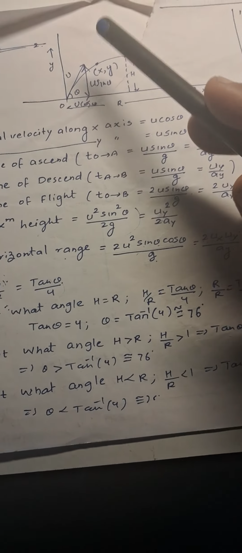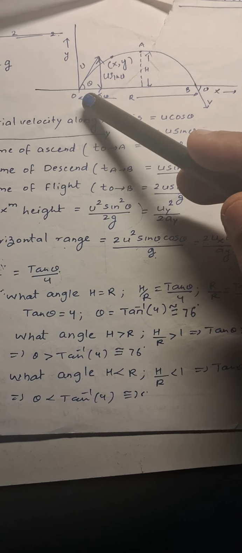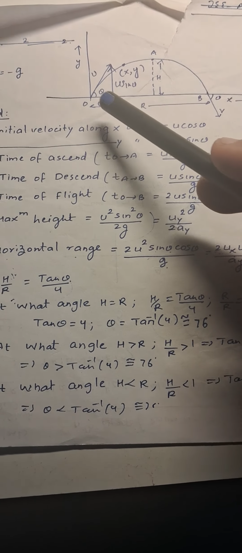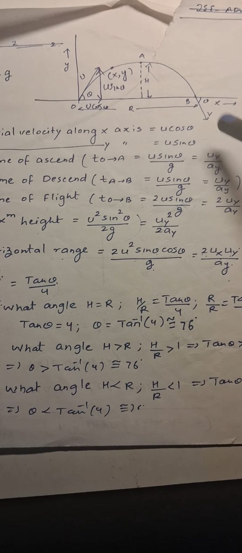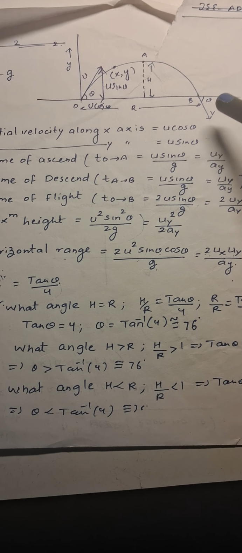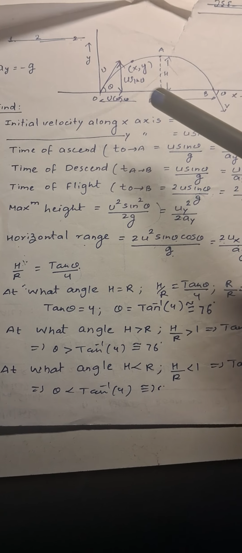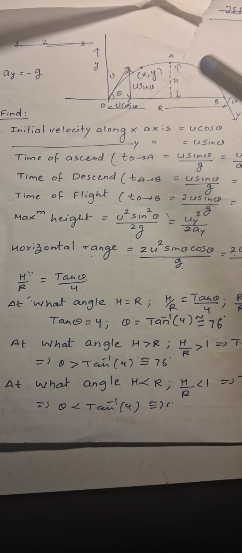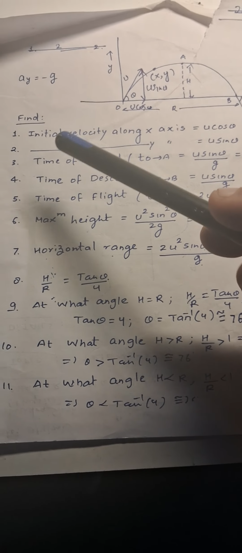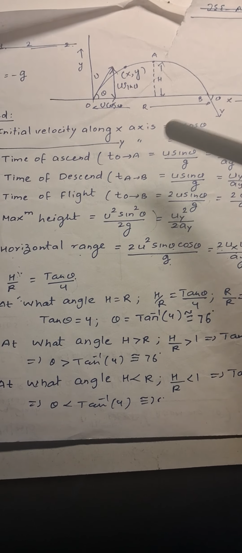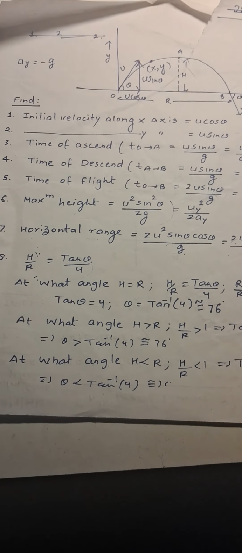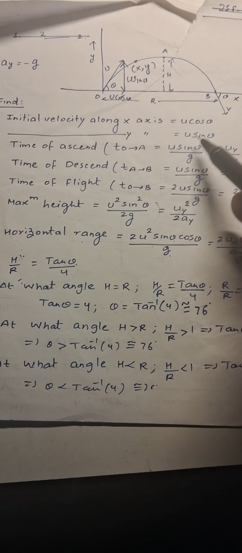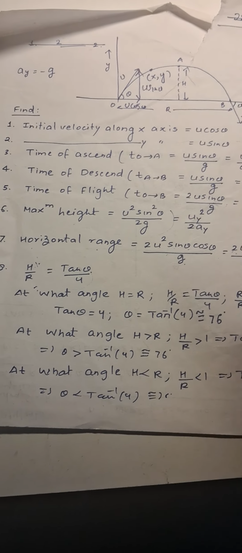So let's begin. Suppose this is a projectile, it is projected with the speed u at an angle theta with the horizontal, and suppose it follows this trajectory and finally lands with a speed v at an angle theta. So let's analyze different parameters related to this. The first question is initial velocity along x-axis, so it is u cos theta. Second is initial velocity along y-axis, it is u sin theta, as you can see over here.